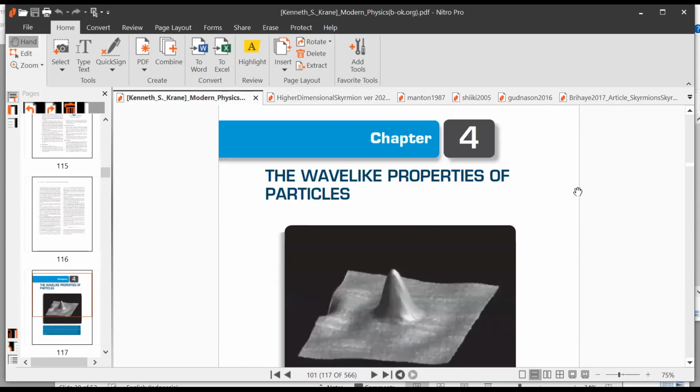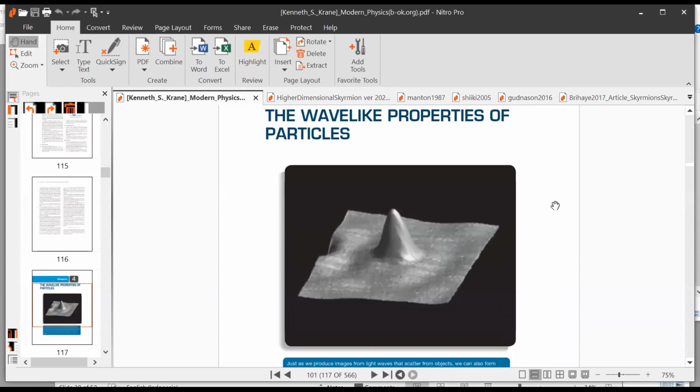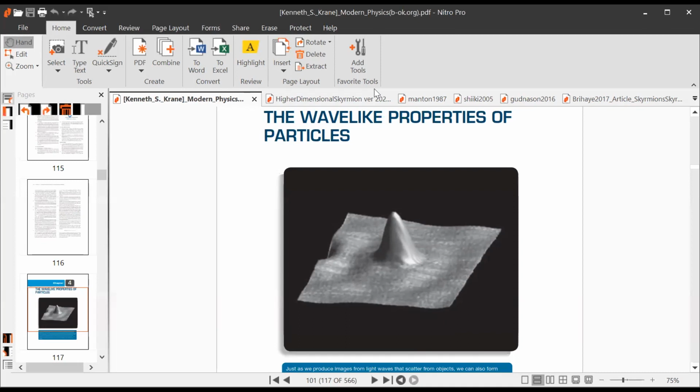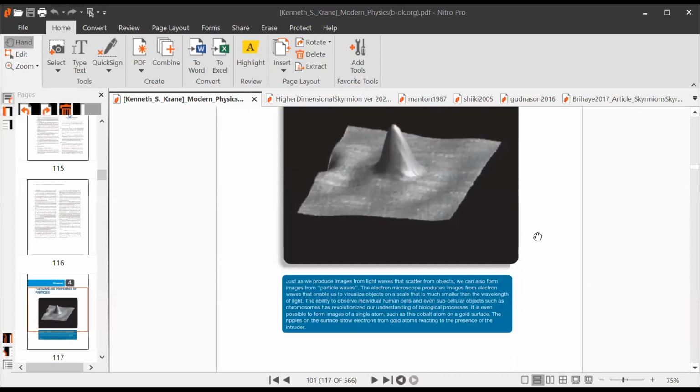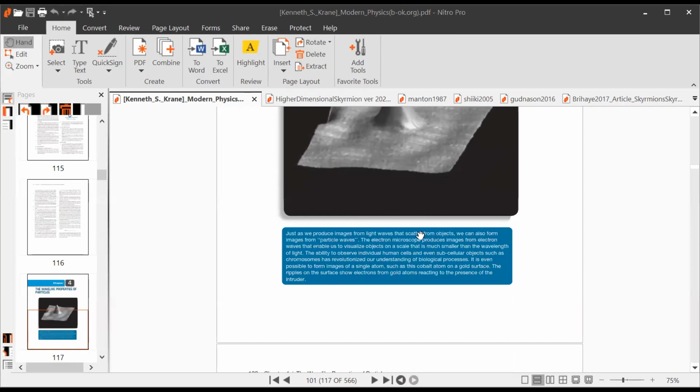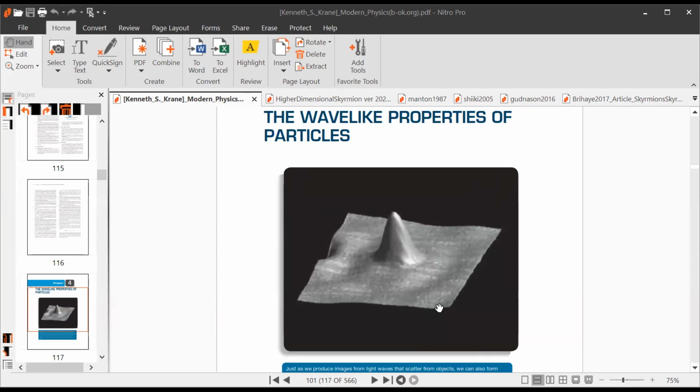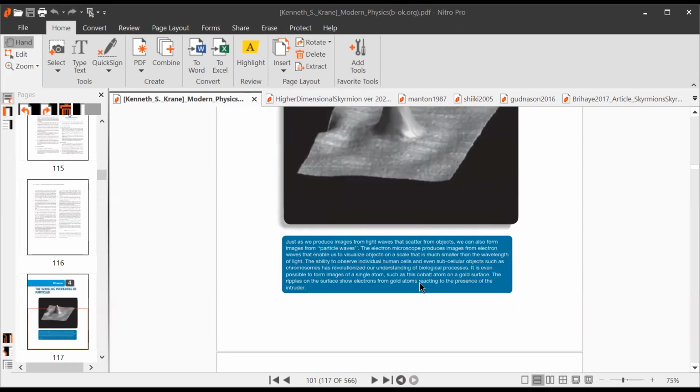So this is the picture. I think this picture comes from an STM, scanning tunneling microscope. This is basically an image where we use a computer to produce the picture from the data. Sorry, this is the electron microscope image produced from electron waves that enable us to see the object. STM is more sophisticated than the electron microscope.